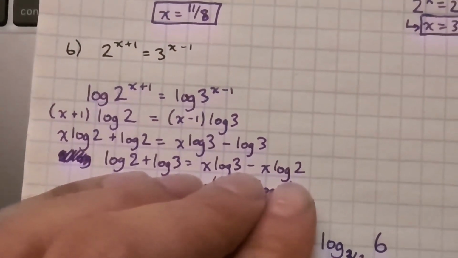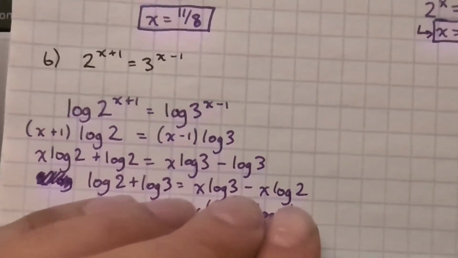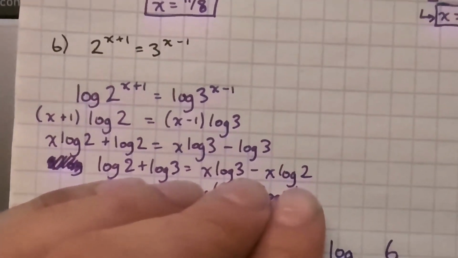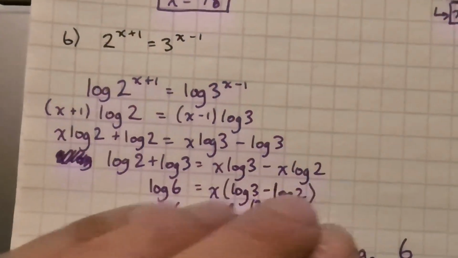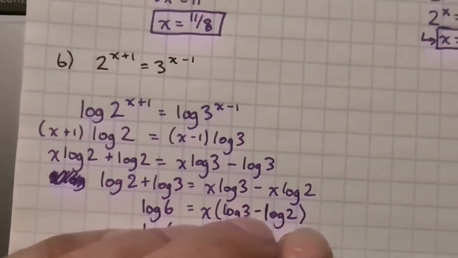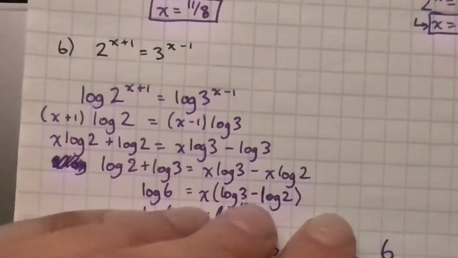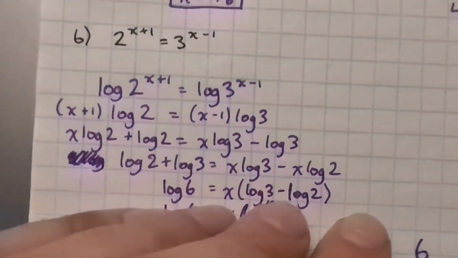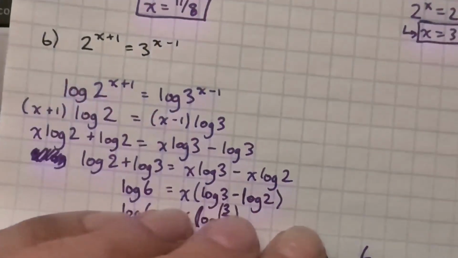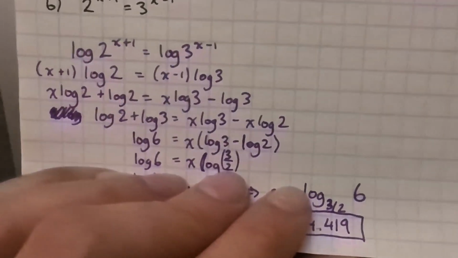I think here I've combined the two logs on the left just because you can, I suppose. So log 2 plus log 3. Well, adding logs together is the same as multiplying your arguments. So that's the same as log 6. And on the right, I have a common factor of x that I can take out. And so I get log 3 and a negative log 2 left in the brackets. And I think I've written it the same way here. So this is a subtraction. I can use that as a division. Log base 3 over 2.